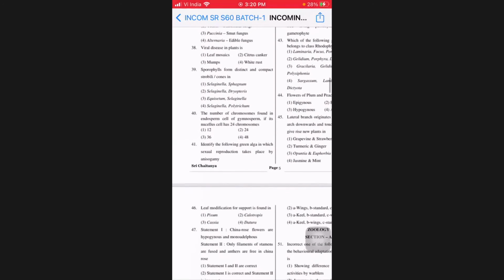Right, Nana. 38th. Viral disease in plants is leaf mosaic. Yes. Citrus canker is bacterial, Nana. Mumps are in animals. White rust is fungal. So it should be the first option.